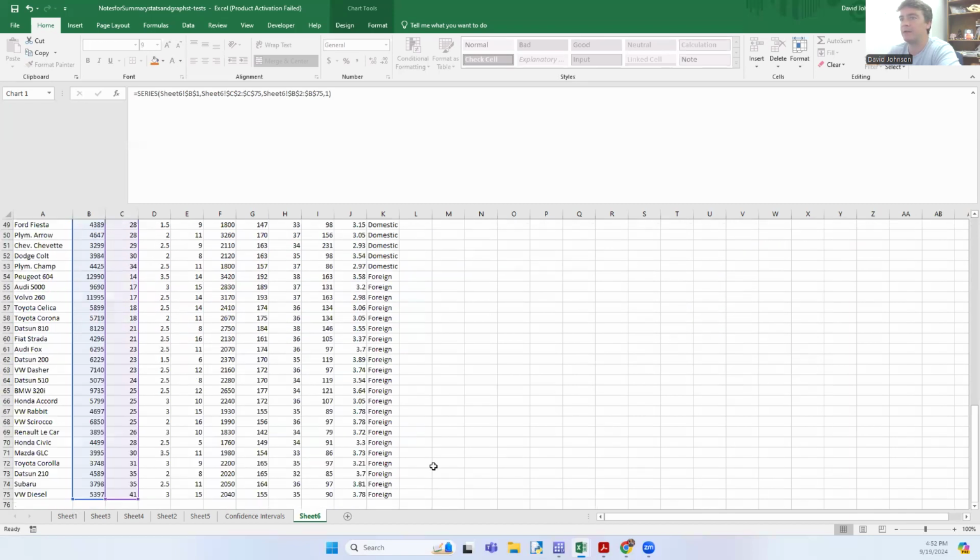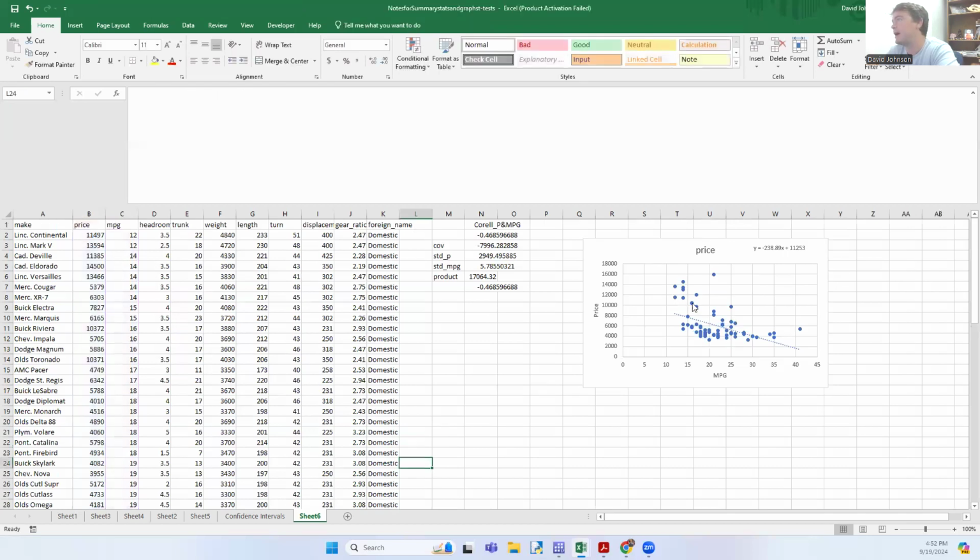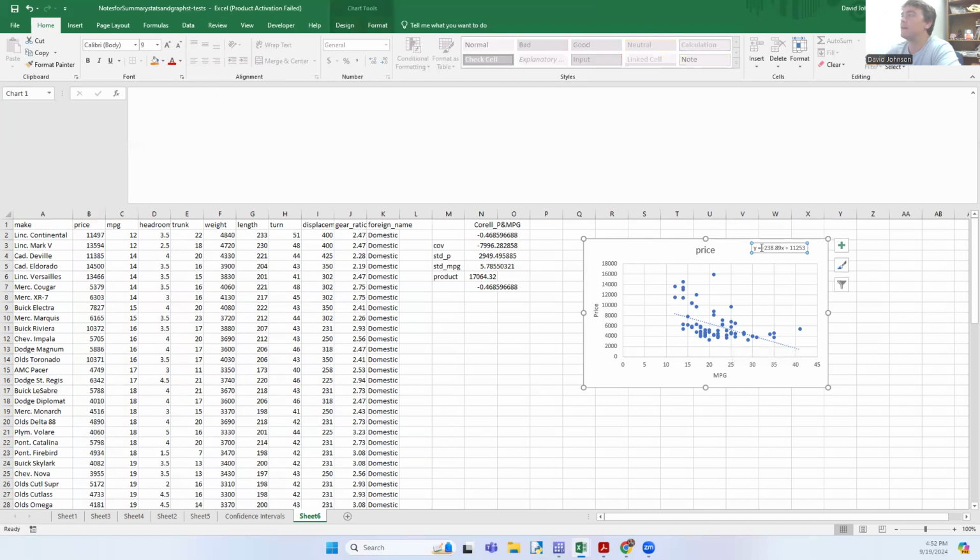Make sure I got everything highlighted correctly. Good. We have our linear regression. So let's kind of explain what this is. This right here, y, is actually the price. This right here is equal to the miles per gallon. And so what it's saying is that if I know the miles per gallon, I also know the price.